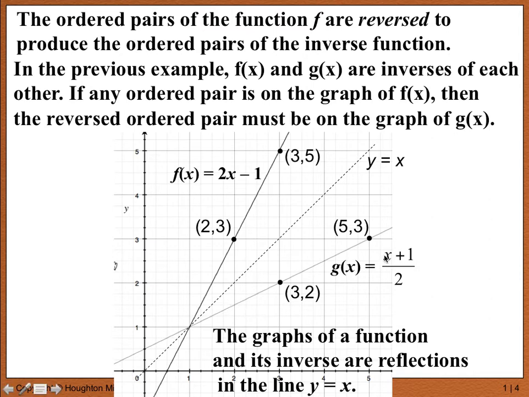Okay, so you just need to remember that when you have inverse functions and they're both graphed on the same set of axes, they will be symmetric about the line y equals x, precisely because the ordered pairs are swapped. The x on one graph is the y on the other, and the y on one graph is the x on the other.